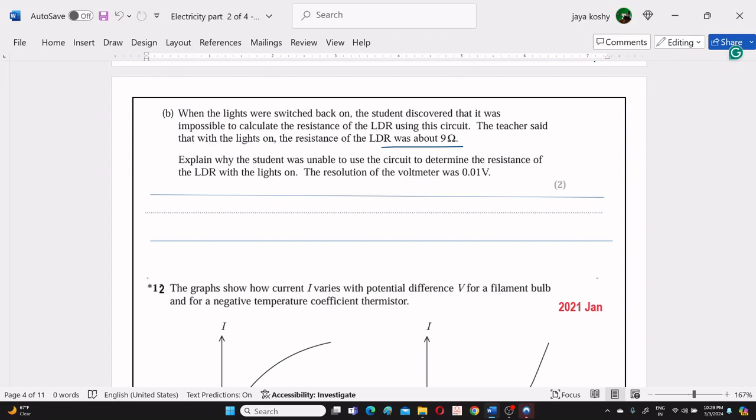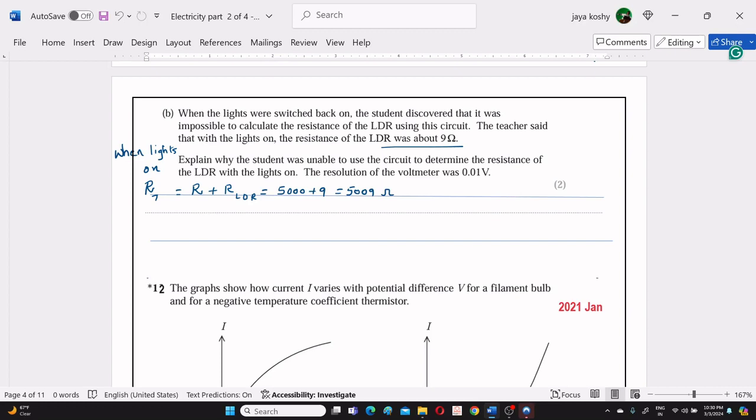So with that resistance, let us see what is the total resistance. R total, when the lights are on, is R plus R of the LDR, which gives an answer of 5000 plus 9. So it is 5009 ohms. This is the total resistance.